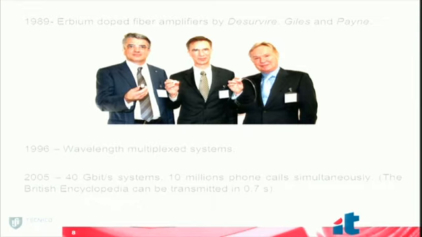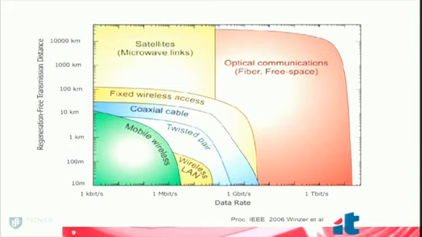Well, in 2005, we have the 40 gigabit per second systems. Just to have an idea, we could use these systems to transmit about 10 million phone calls simultaneously. And this is the equivalent to sending the Encyclopaedia Britannica in less than 1 second by using one of these channels. Well, why is optics so important?